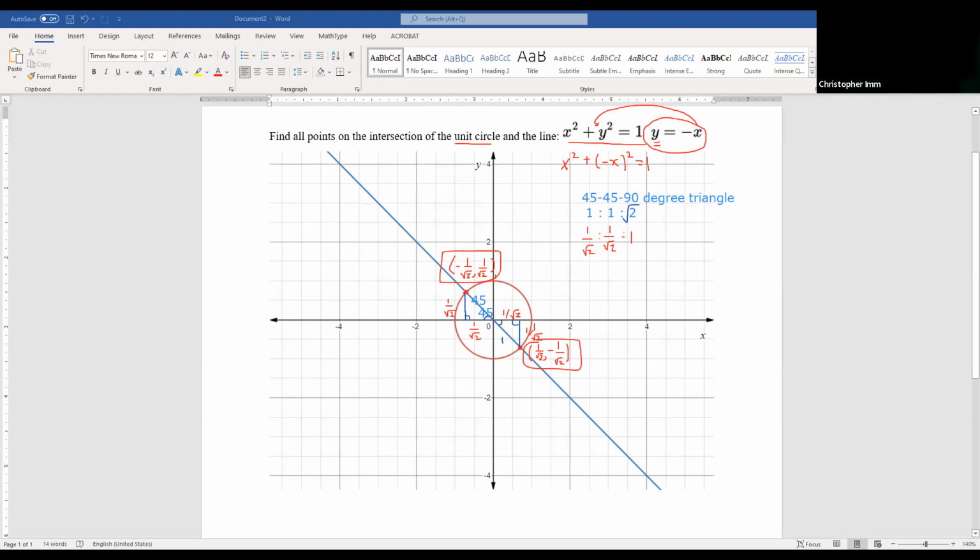We also take advantage of this ratio that we're going to be using a lot, the 45, 45, 90 degree triangle.